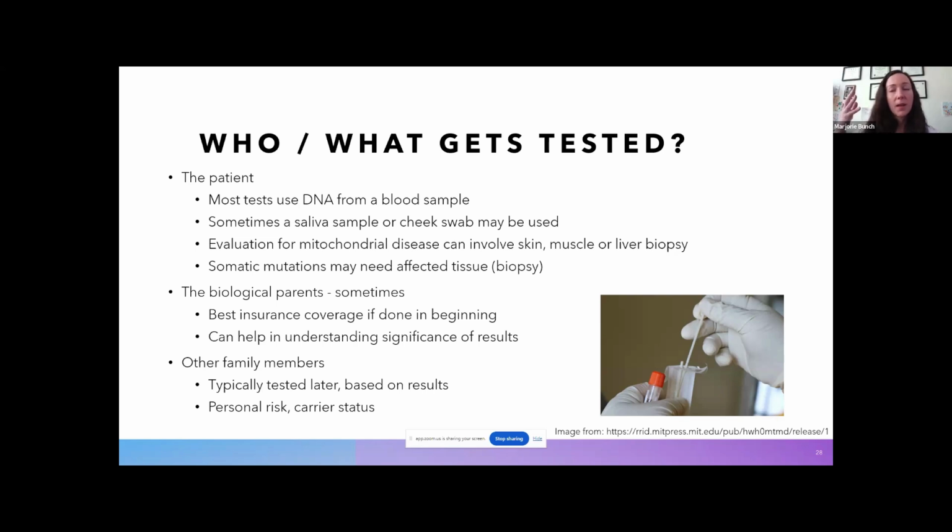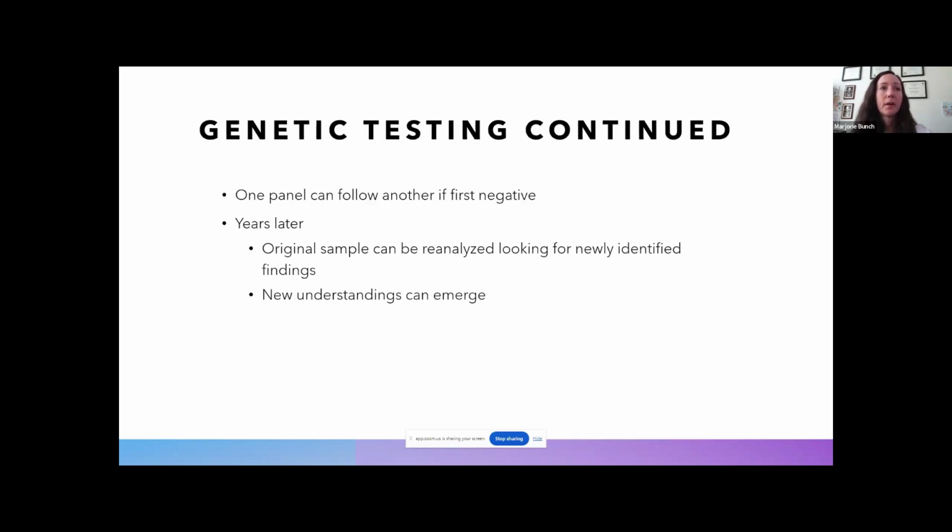So for some that affect the brain, that means you can't do DNA testing unless you get a biopsy from the affected brain. Like I said before, for whole genome testing and whole exome testing, biological parents are often tested. Insurance won't cover it if you do it retrospectively, so you have to get the parents to do it at the same time as the patient generally in order to get it covered. And it really does help interpret the results. And then later down the line, other family members may want to get tested too based on the findings. People may want to know their personal risk or their carrier status for a disease. So like I said, one panel can follow another if the first one's negative, or the original sample can be reanalyzed and new understandings can emerge because this field is changing constantly.